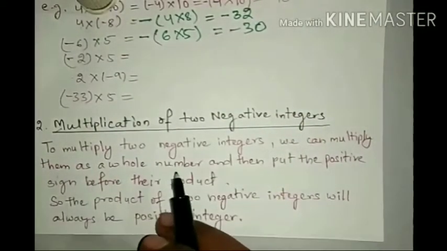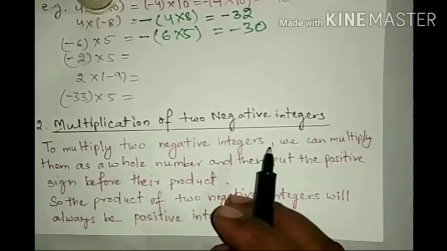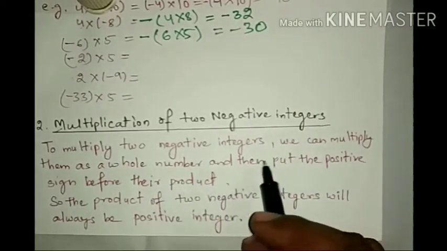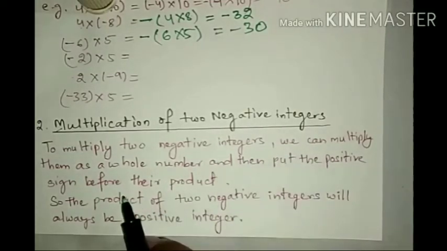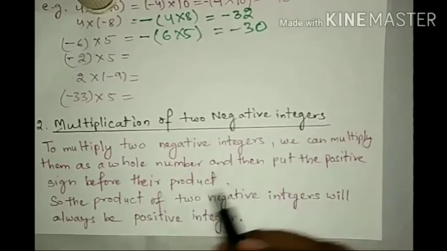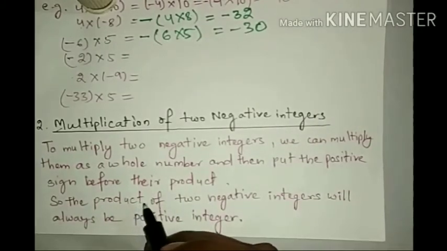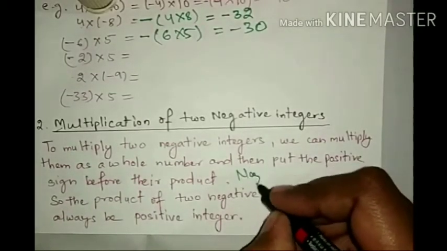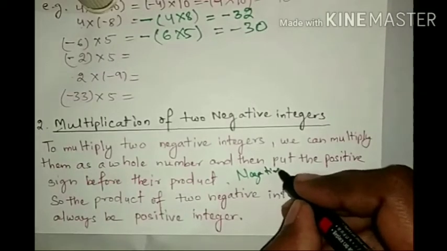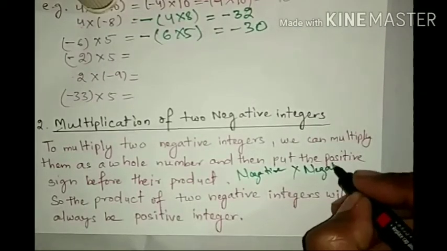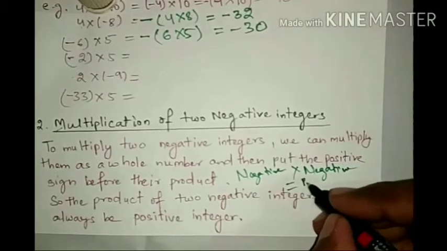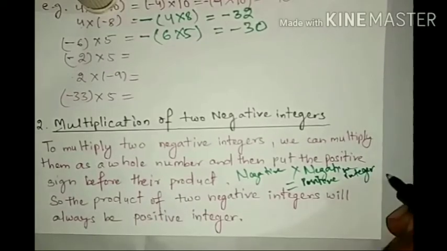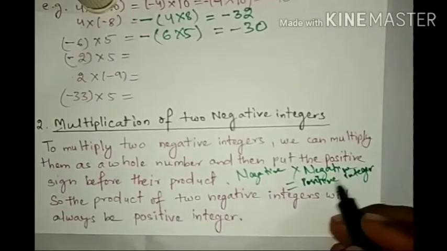Next, number 2, multiplication of two negative numbers. To multiply two negative integers, we can multiply them as whole numbers, then put the positive sign before their product. So if we are multiplying a negative into a negative, what will you get? A positive integer. So negative integer into negative integer gives a positive integer.